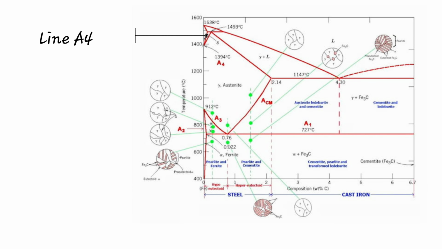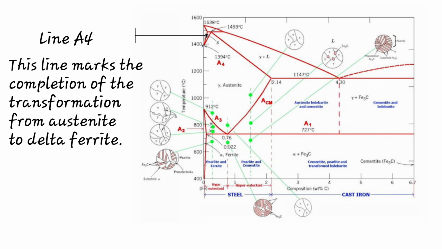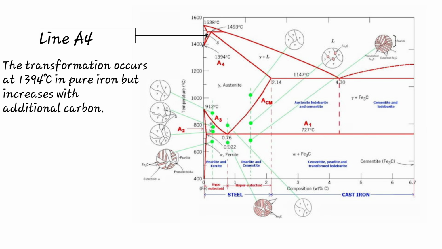Line A4. This line marks the completion of the transformation from austenite to delta ferrite. The transformation occurs at 1394 degrees Celsius in pure iron but increases with additional carbon.